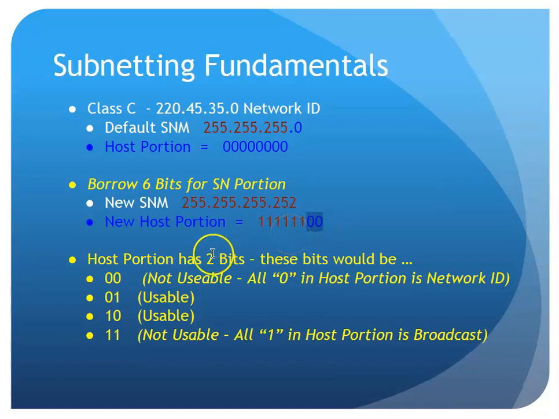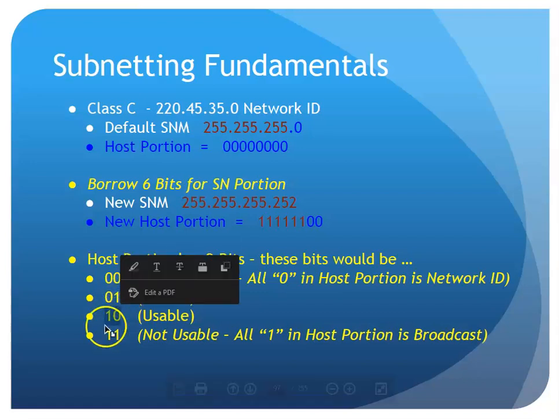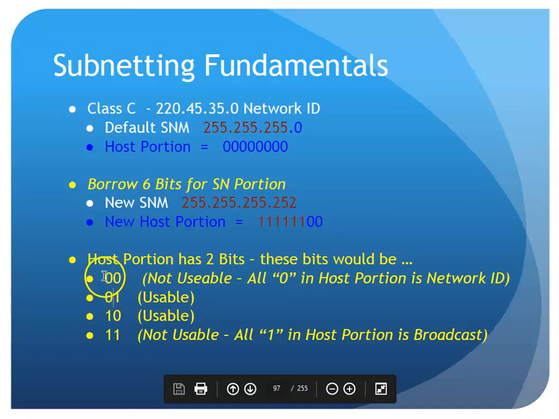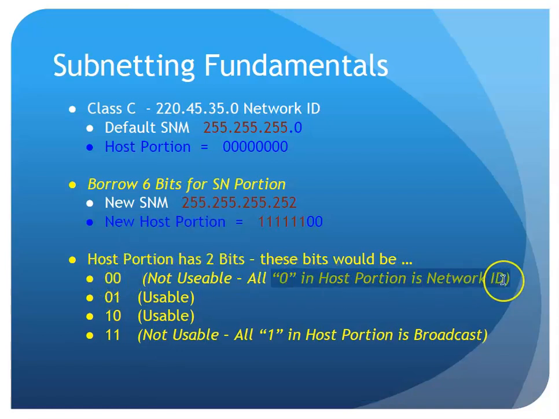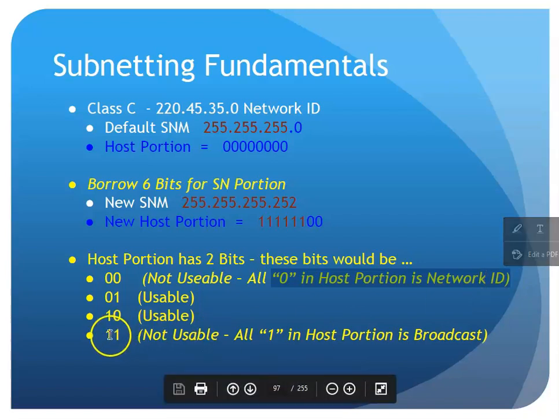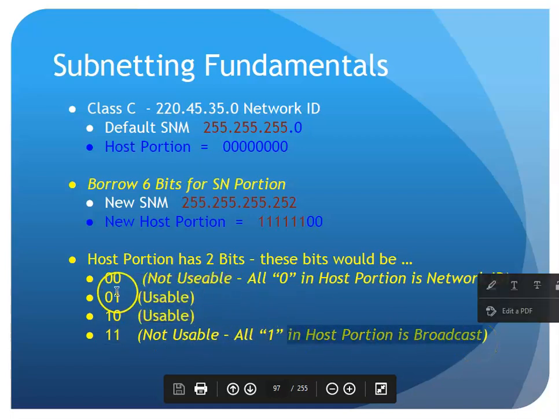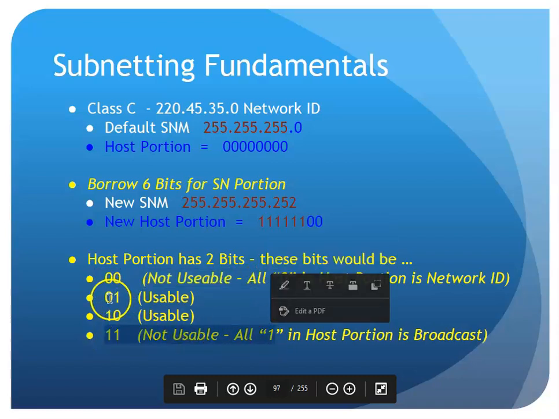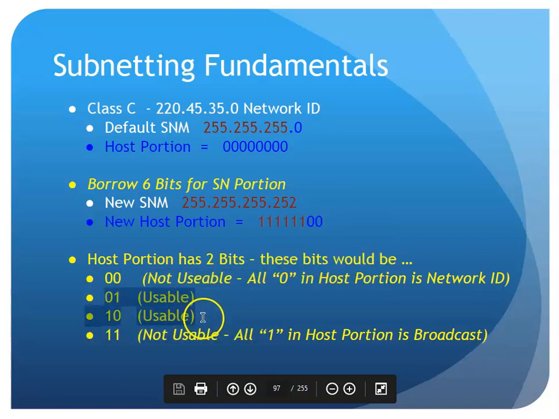If I take those 2 bits that are left behind and I write all the possible combinations of 1s and 0s, we have 0 0, 0 1, 1 0, 1 1. That's all the combinations. Well, if I remember my rules, 0 0 is not usable because all zeros in the host portion is a network number. If I look at 1 1 and I remember my rule, all 1s in the host portion is the broadcast address. This first number is not usable. This last number is not usable. That means there's only 2 usable addresses left behind.